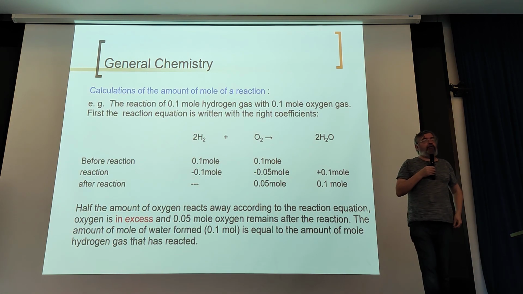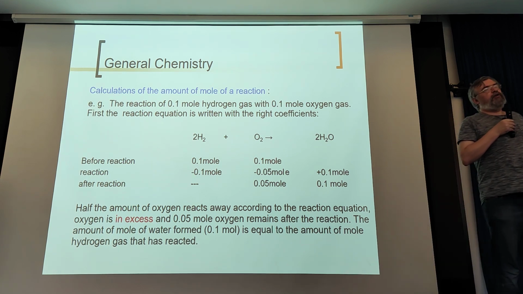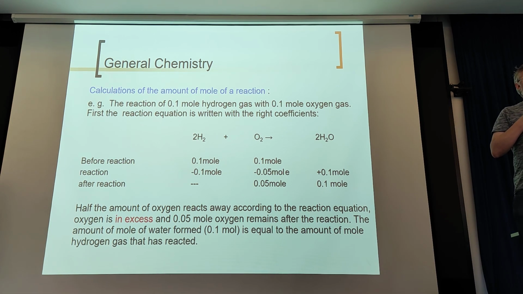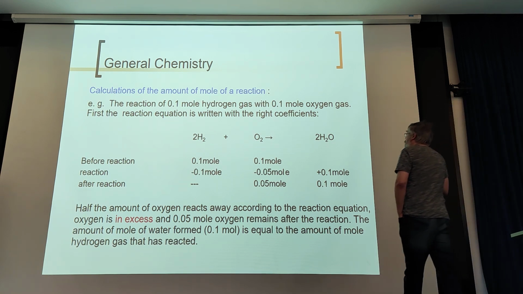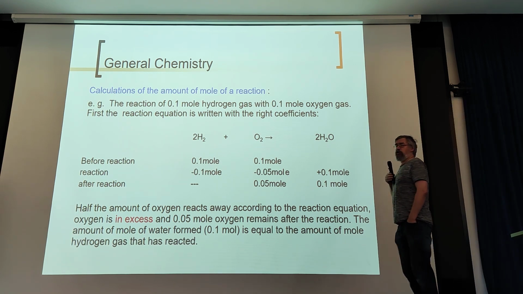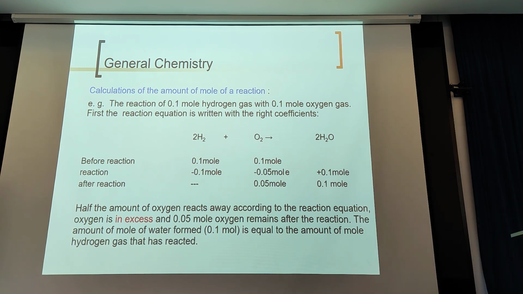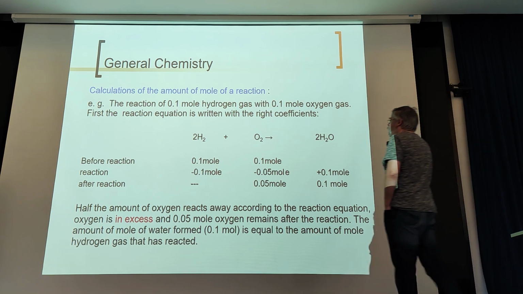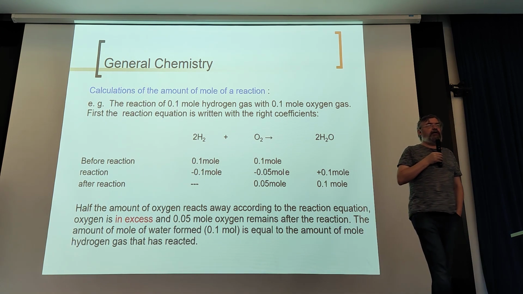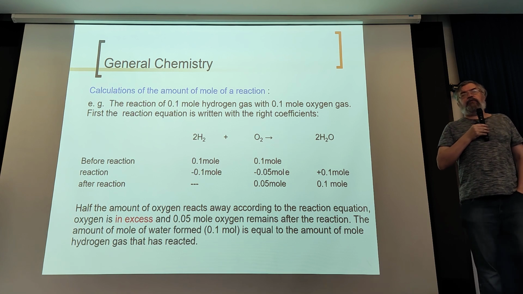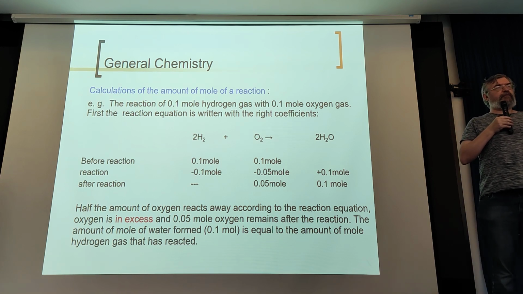So let's take a very simple reaction: the burning of dihydrogen with oxygen to form water. You can see the first thing we need to do is the reaction equation. And you can see that to prepare 2 moles of water, we need 2 moles of dihydrogen and 1 mole of dioxygen. Now, the mixture of gases that we start from is in fact equimolar, meaning we have the same amount of moles of each.